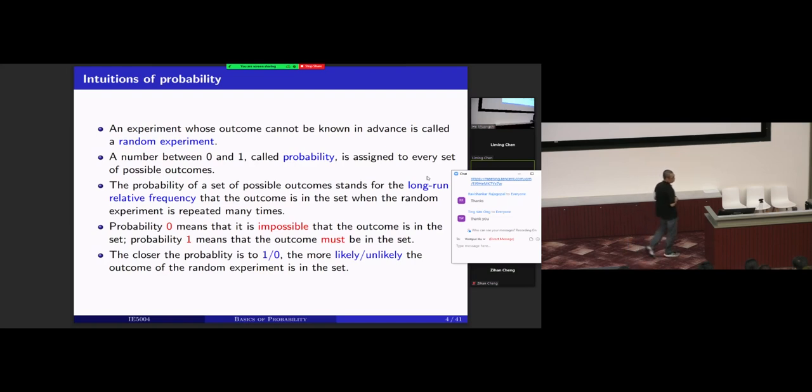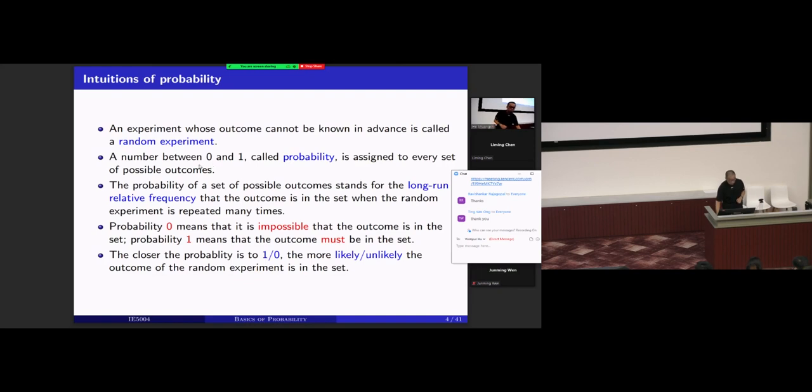And also, we said probability must be between 0 and 1. Why is it so? Because it is a long-run relative frequency. Relative frequency must be a number between 0 and 1, right? So the probability is just a limit. As a result, the limit must also be between 0 and 1.